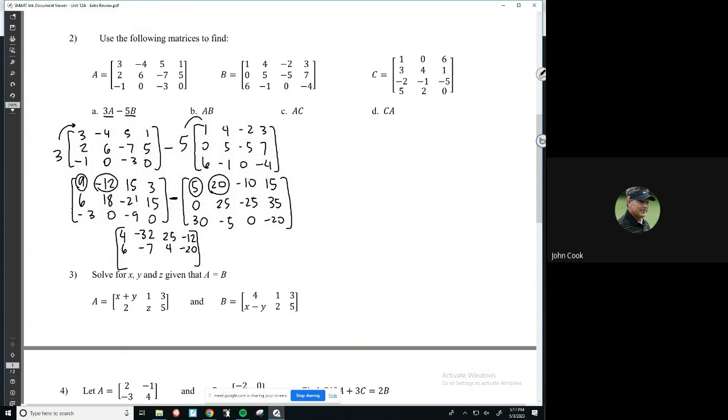Negative 3 minus 30 is negative 33. 0 plus 5 is 5. Negative 9 minus 0 is negative 9. And finally, 0 plus 20 gives me 20. So that's the sum of those two matrices. Okay, so there we go.